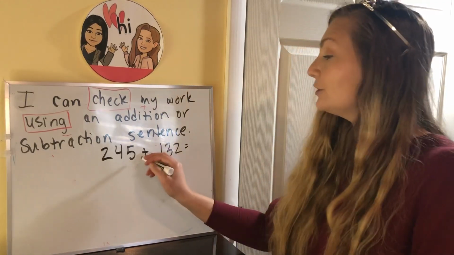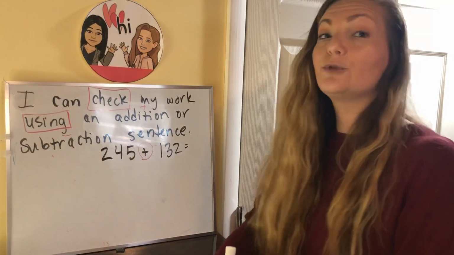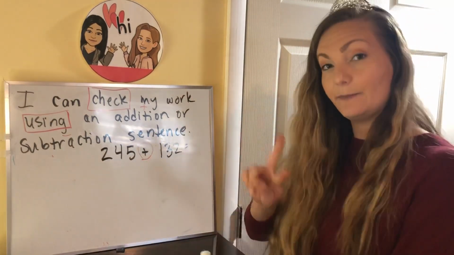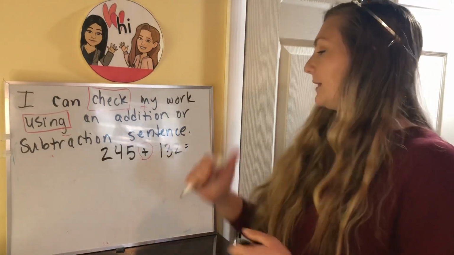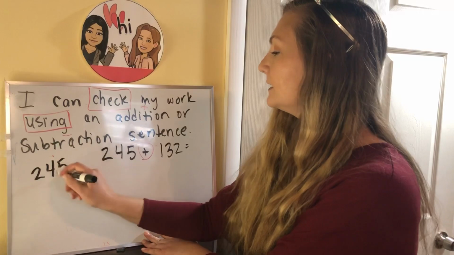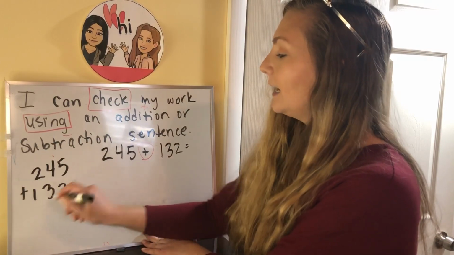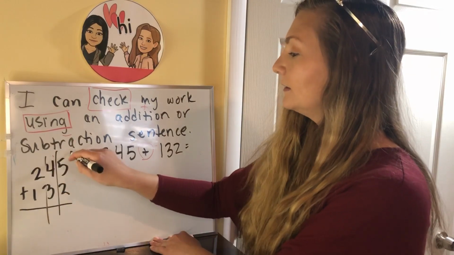If we do an addition problem, then we're going to end up checking our work with a subtraction sentence. It has to be the opposite operation. So let's try this. Let's use a different method this time. I'm going to use vertical to add. I start where? Always in the ones.